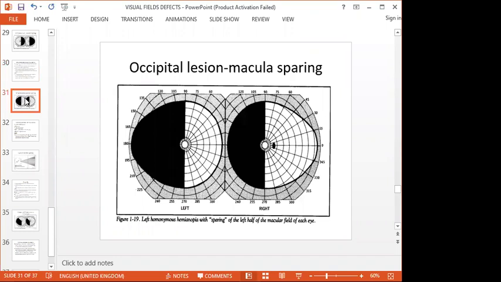Half, you can see. Occipital lesion, macular sparing. Half, but you can see the central is spared. If the macula is involved, it will come straight like that.